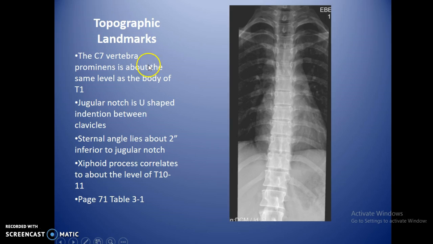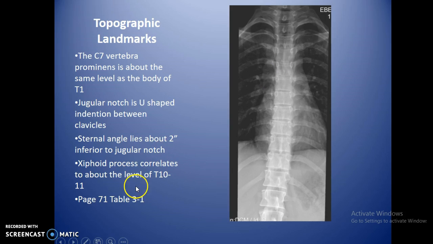Landmarks: C7 vertebra prominens is about the same level as the body of T1. Jugular notch, right up in here, right between the clavicles. Sternal angle is about 2 inches inferior to the jugular notch. That's a little harder to find, but basically it's where the sternum starts to go a little bit more inferior.